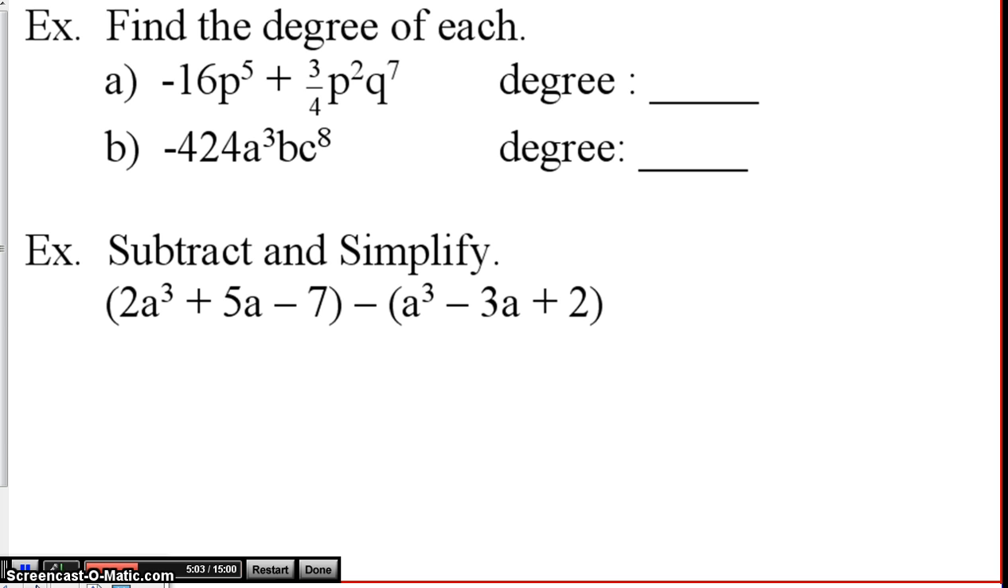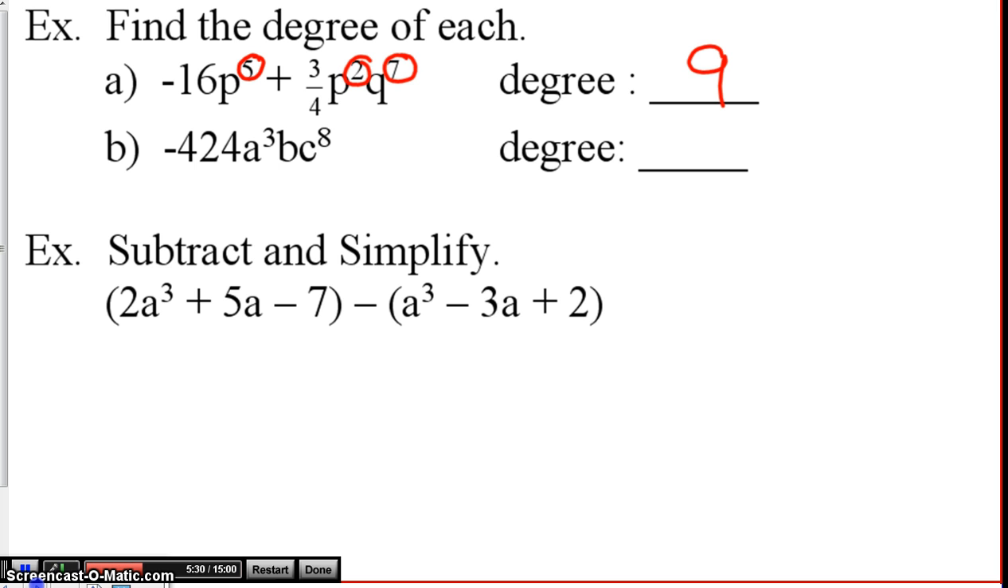So if we look at this example, I do have a binomial. It's separated by addition, my two terms. So I look at each of my terms. My first term has a degree of 5, since p has a power of 5. Then my next term actually has a degree of 9. 2 plus 7 gives me a degree of 9. That's the highest degree. So my degree of that polynomial is 9.